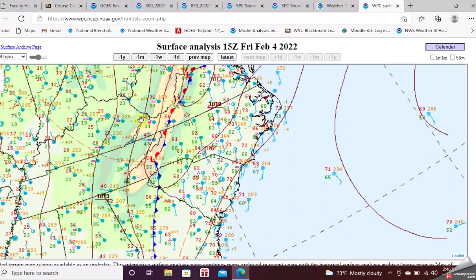Keeping in mind what we've learned so far, there's lots of hazards going on today, as we just talked about, with the moisture we're looking at here. So if you have any questions about this, please just don't hesitate to ask.